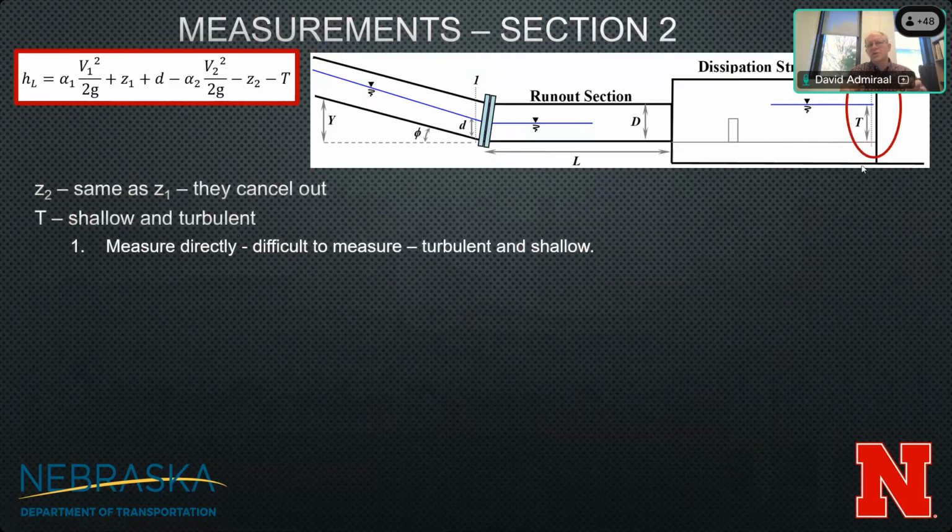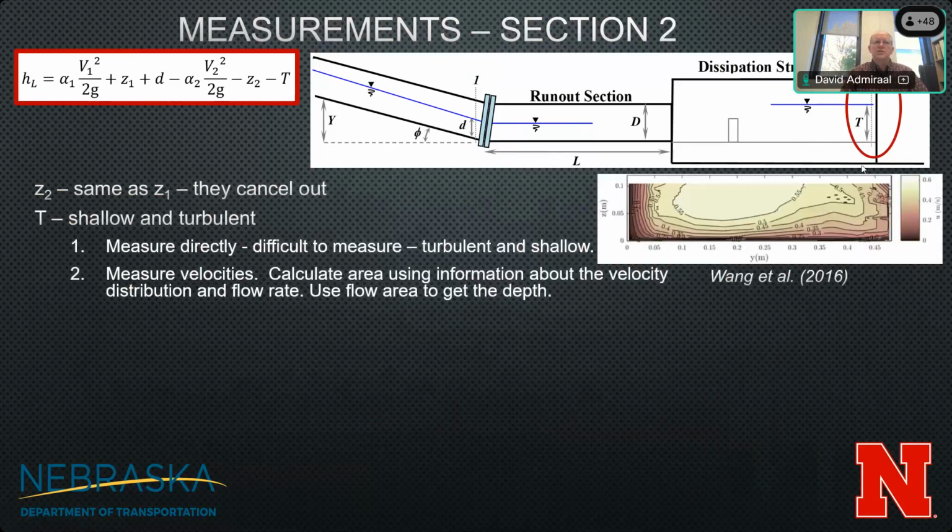It might only be 1 centimeter deep. And if it's only 1 centimeter deep and your measurement accuracy is plus or minus 2 or 3 millimeters, you might have 30% error on this, and that's pretty significant. So instead, what we did here was we measured velocities across the channel, and then from our known discharge, we could calculate what the depth was. For the velocity distribution, we used something from the literature, and we could get the depth indirectly instead of directly measuring the depth.